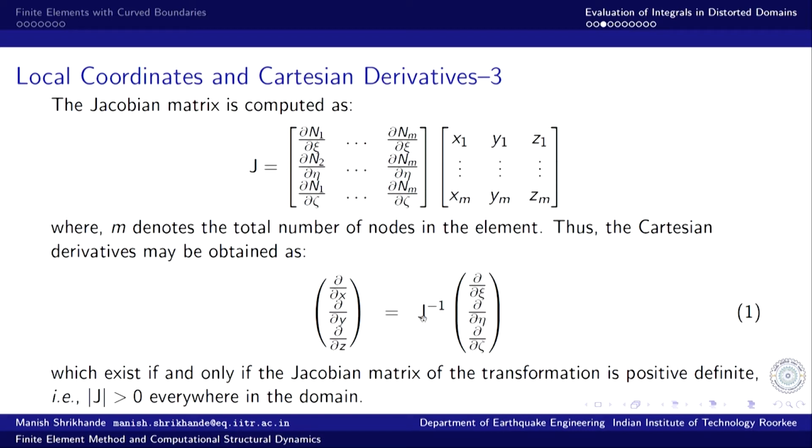So, this J inverse, or this relationship between derivatives with respect to Cartesian coordinates and derivatives with respect to local coordinates, exists only if the Jacobian of transformation is positive definite, that is, the determinant of J is greater than 0 everywhere in the domain. So, throughout the element, the determinant of this Jacobian matrix should be positive.